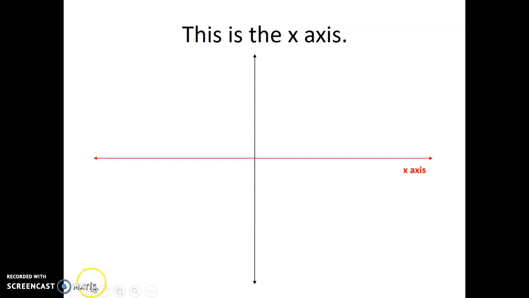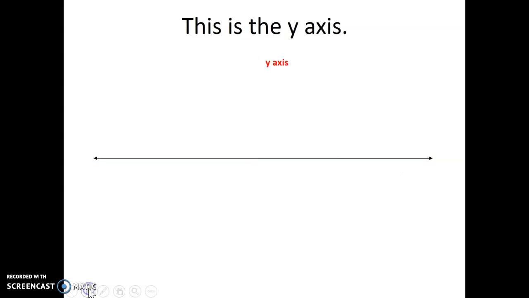The horizontal axis is called our x-axis, and our vertical axis is called our y-axis. And that's important because when we are reflecting, we're going to be reflecting over one of these two axes. So it's important to know which is the x and which is the y.